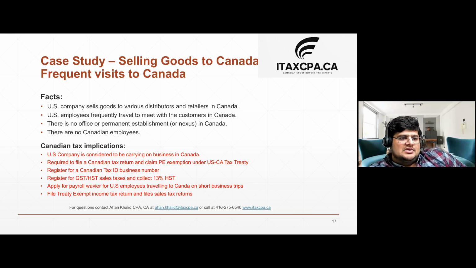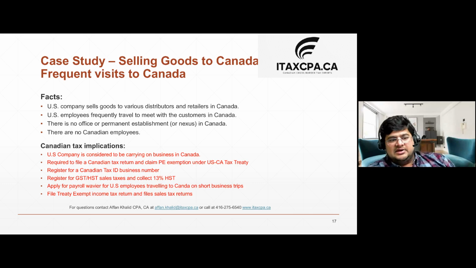The US company sells goods to various distributors and retailers in Canada. The employees of the US company frequently travel to meet with customers in Canada, and that's the tipping point, by the way. There is no office or permanent establishment or nexus in Canada. There are no Canadian resident employees. However, it's the US employees that are crossing the border, visiting the customers, or doing the work, construction, consulting, professional, whatever the work is.